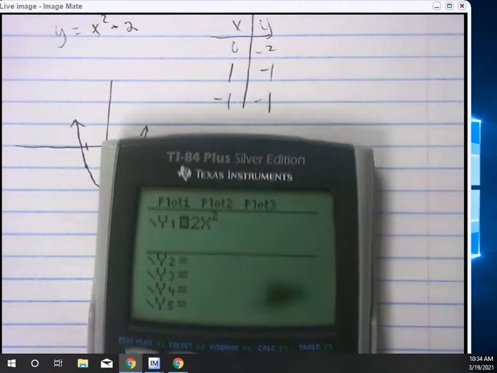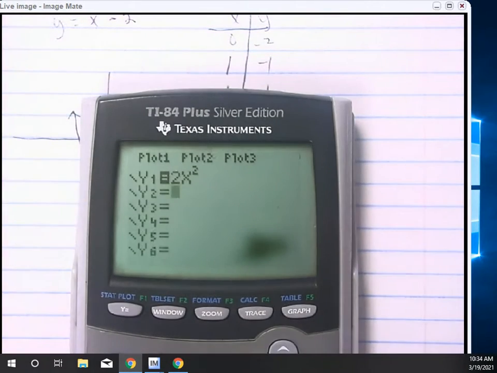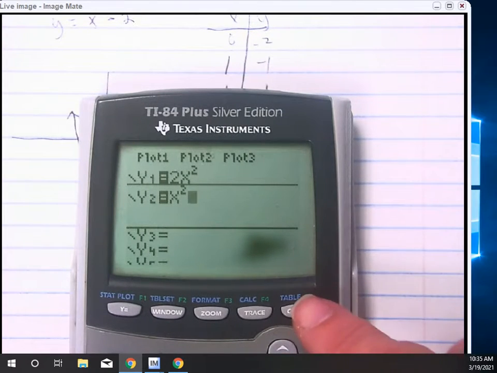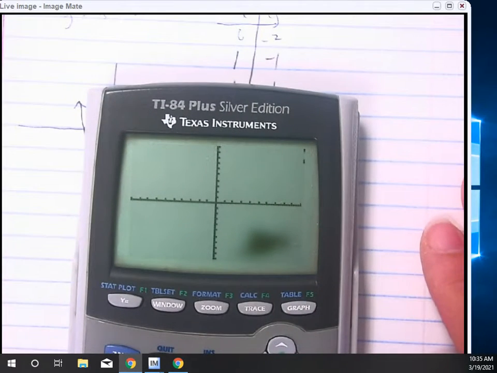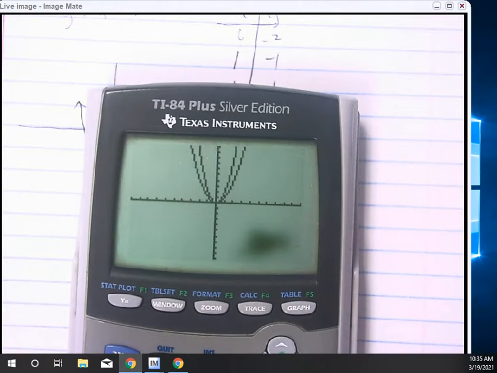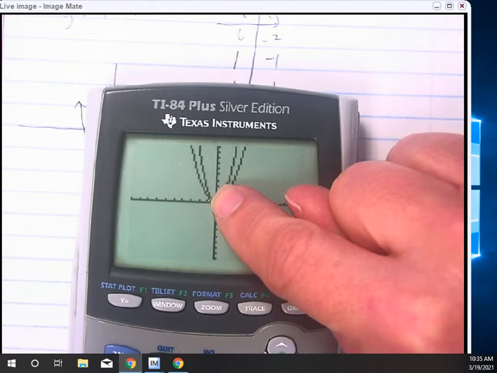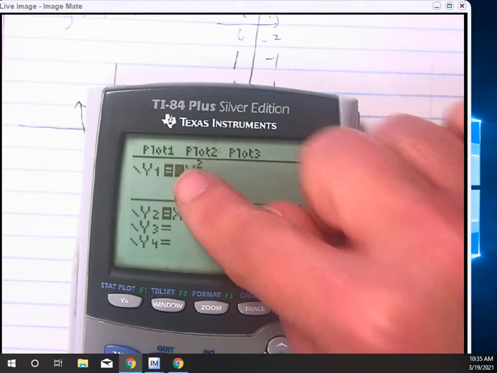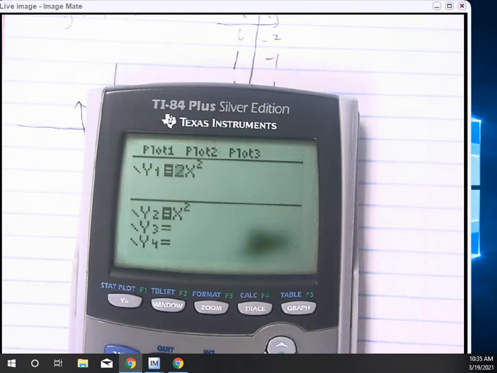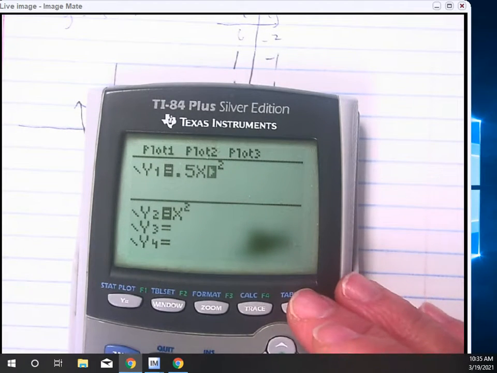So if I type into my calculator the 2x squared and the x squared, the first one that graphs is going to be the stretched version of the parent function. We say that is a vertical stretch. If you have a number that's in front of the x squared greater than 1, it's a vertical stretch. What happens if that number is between 0 and 1? What do you think it's going to do?